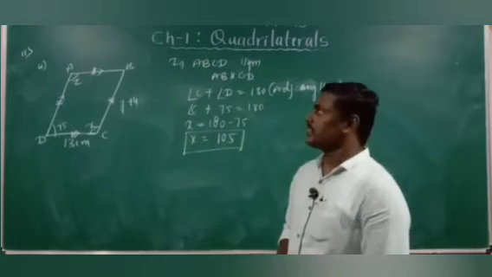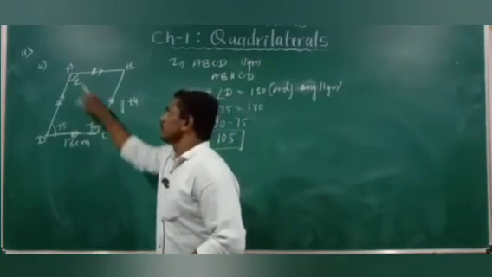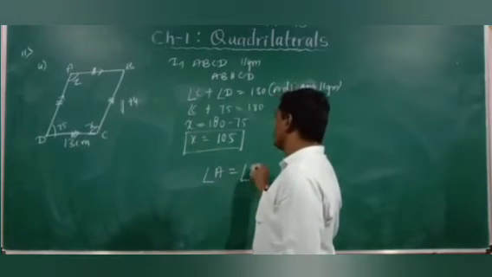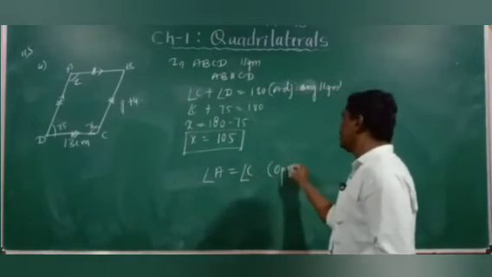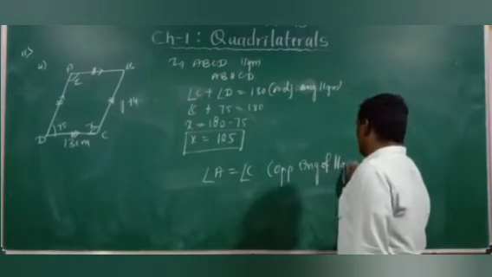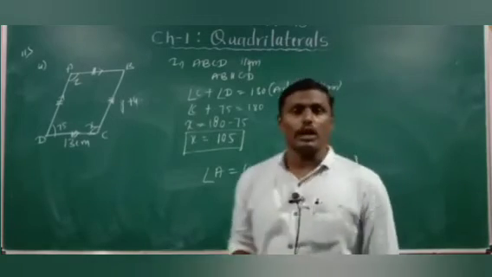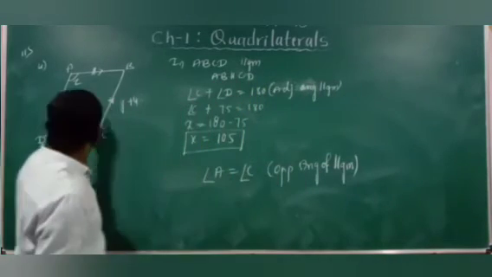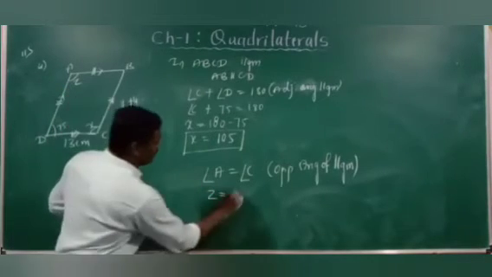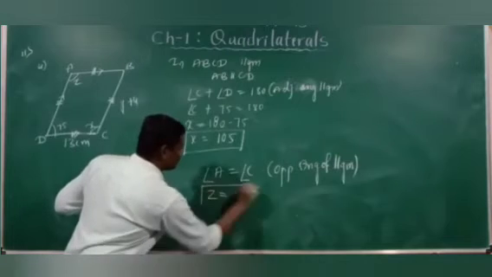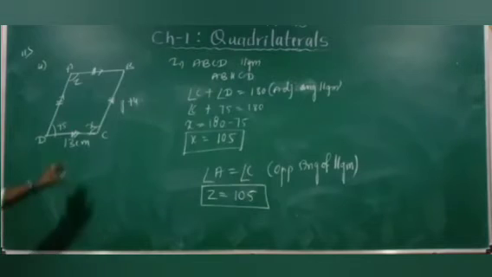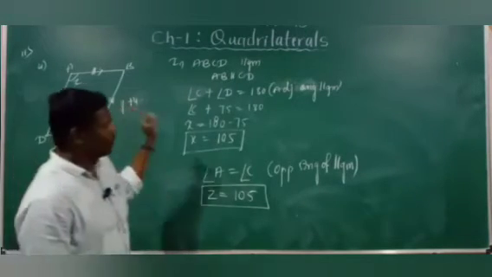Can you guess the z value? Angle A and angle C. Angle A is equal to angle C because these two are the opposite angles of the parallelogram. So in the parallelogram opposite angles are always equal. So angle A is nothing but z. So the value of z is also 105 degree. Now find the y value.